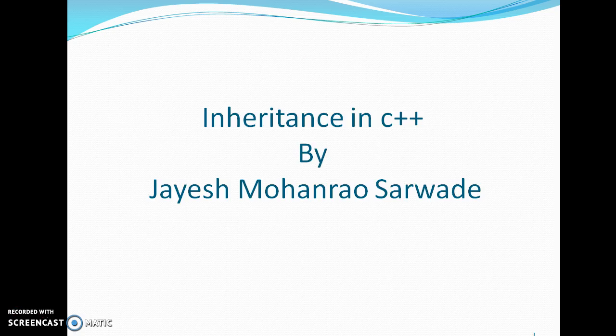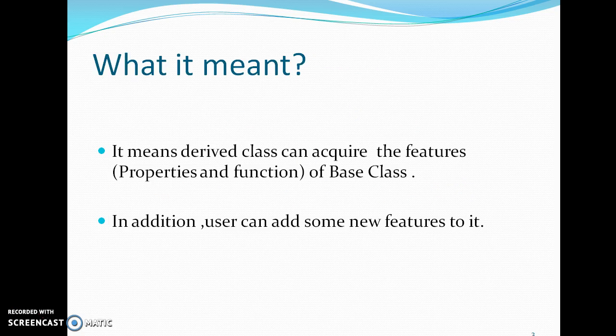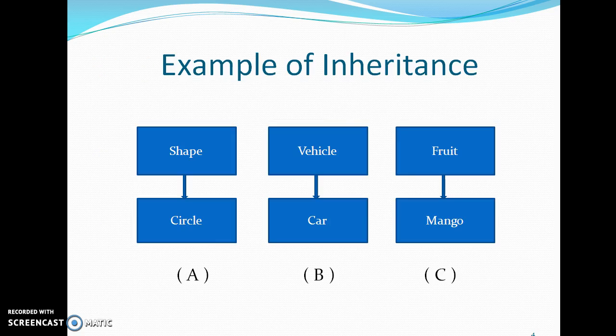Now see what is the meaning of this inheritance. It means a derived class can acquire the features of the base class. The features are in the sense of properties and functions. Properties are the data members and functions are the member functions of that class. So whatever classes we derive from the base class, that class acquires or gains the features of the base class. Plus, in addition, while defining that derived class, the user can add some new features to it. So this is the meaning, or mechanism, of inheritance.